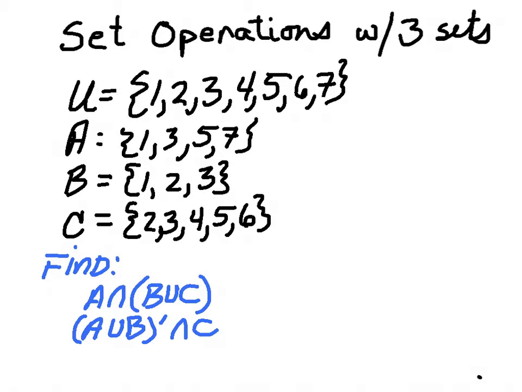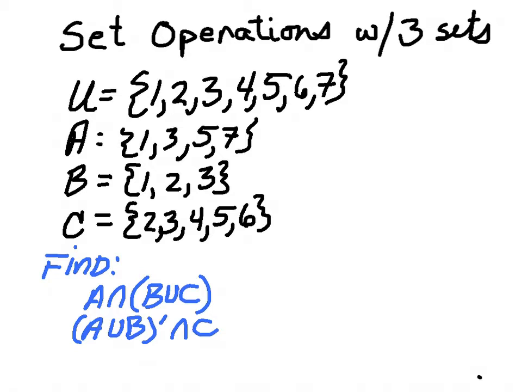So here we are working on section 2.4 of set theory, which are set operations with three sets. I have a universal set here containing the natural numbers 1 through 7, and I have three subsets listed below, subset A, B, and C.